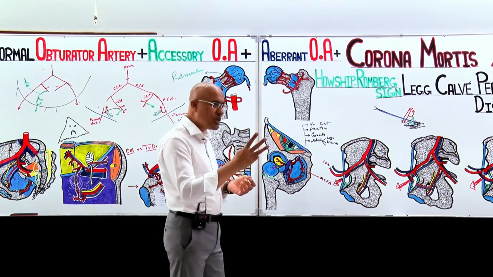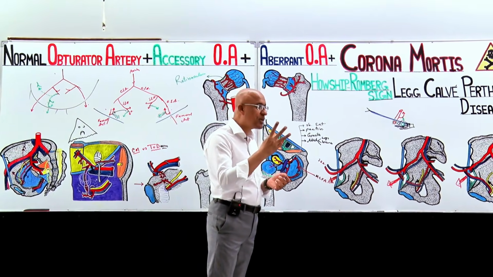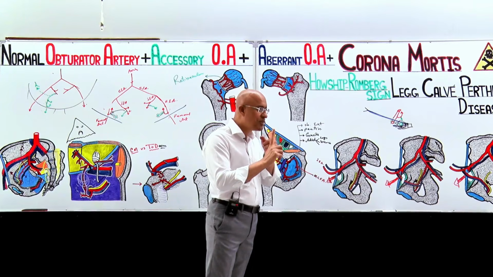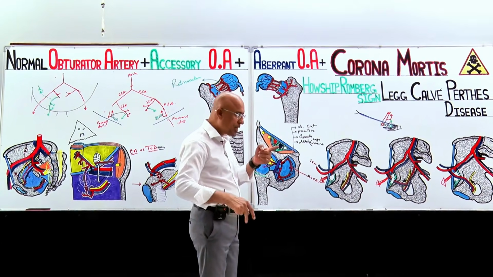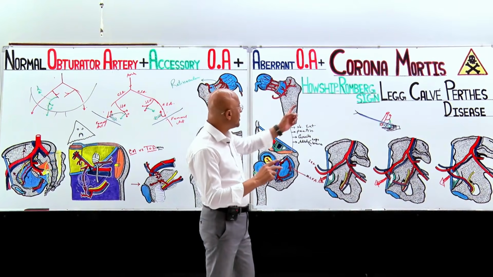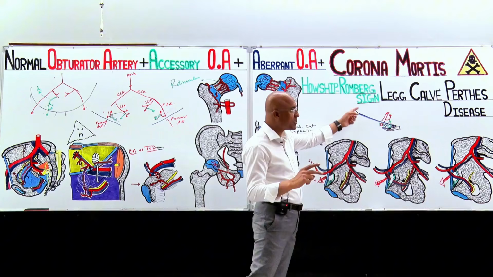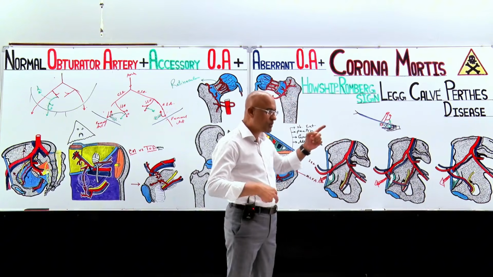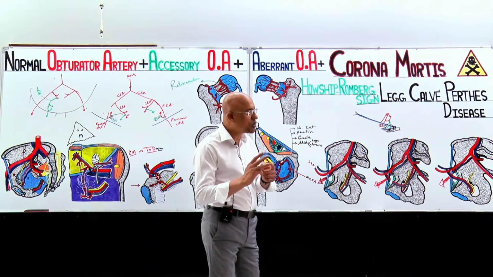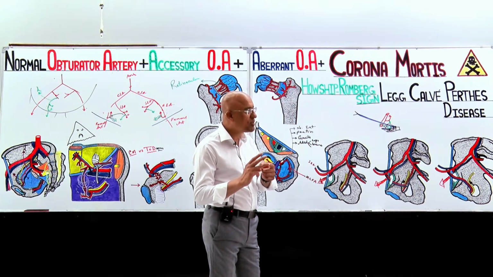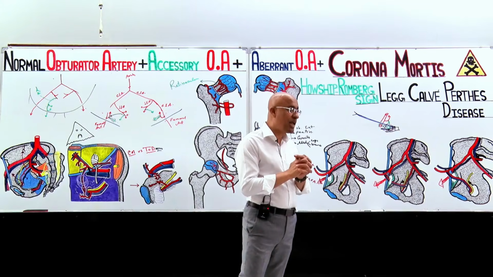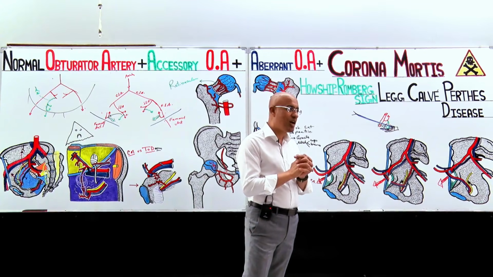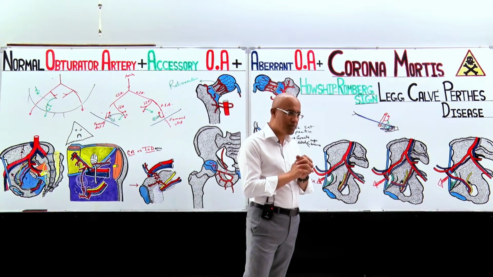Right? I told you there are 3 clinical conditions very important here. One was corona mortis and hemorrhage. Number 2, obturator hernia, right, which comes with the Howship-Romberg sign, pain here with obstructed gut. And number 3, Perthes disease, avascular necrosis of the femoral head of a baby, a pediatric problem.